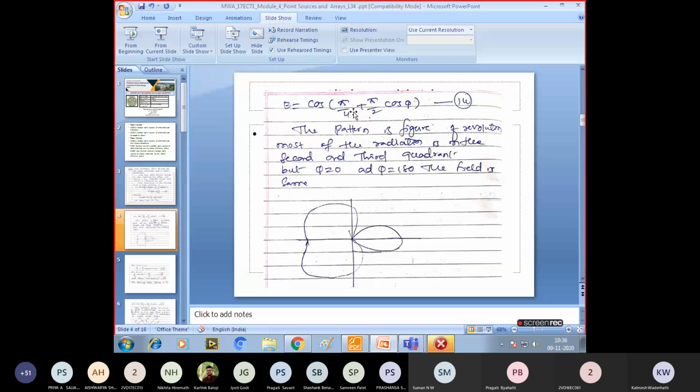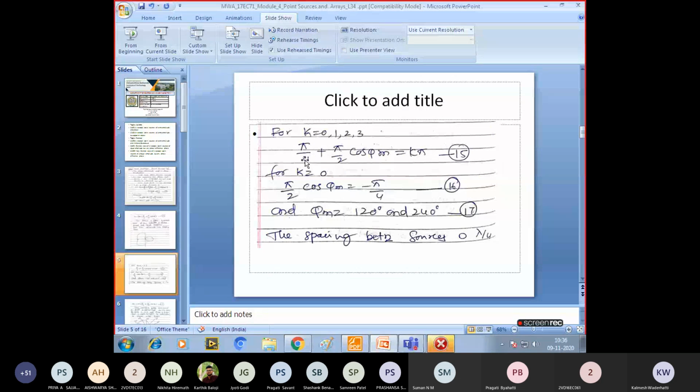And you are setting the argument, that is pi by 4 plus pi by 2 cos of phi m, equal to k pi, for k equal to 0, 1, 2, 3, and so on. For k equal to 0, phi m becomes minus 120 degrees and 240 degrees. Here we have the maximum radiation from the x-axis. At 120 degrees, we have the maximum radiation. At 240 degrees, we have the maximum radiation. Understand here how best you are setting the argument inside the bracket.